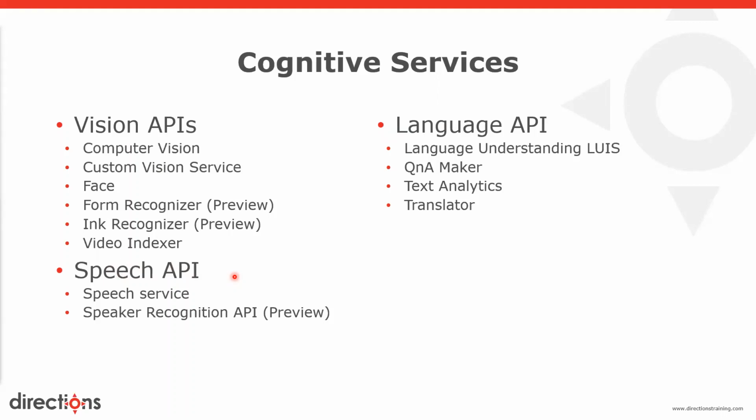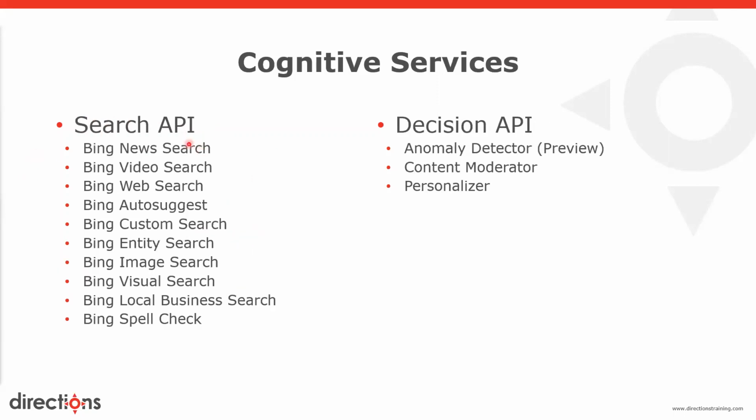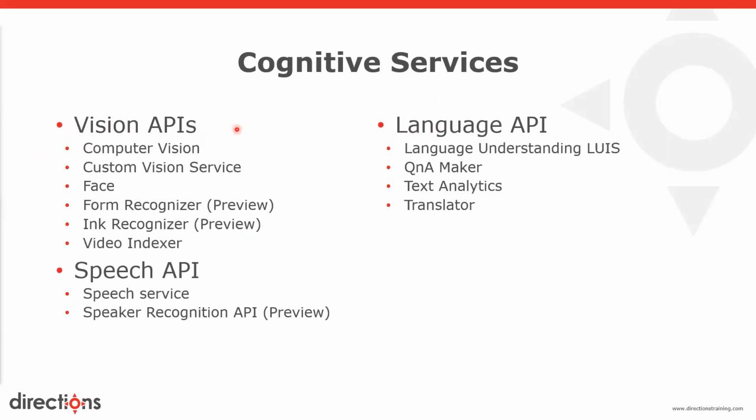But still, if we want something different, we can go for machine learning and build our own models. So we have some of them: vision, language, speech, search, decision. These are some of the cognitive services, not all of them. And within vision, for example, there is computer vision. Computer vision allows us to work with, as mentioned, images and videos, to detect objects, detect the colors, recognize the whole environment, and give a whole description.